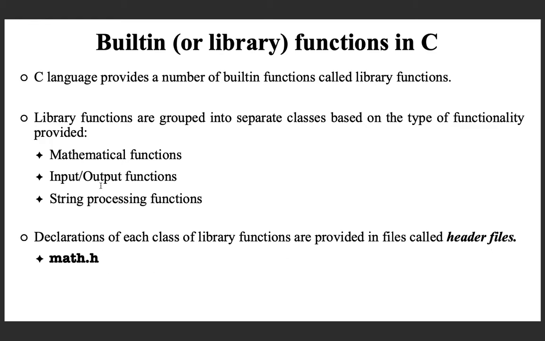For example, the mathematical function declarations are provided in math.h. H stands for header file. For the input output functions, the header file is stdio, standard input output. And for string processing functions, the header file is string.h. Later in this lecture itself, you can see how you can make use of these files.